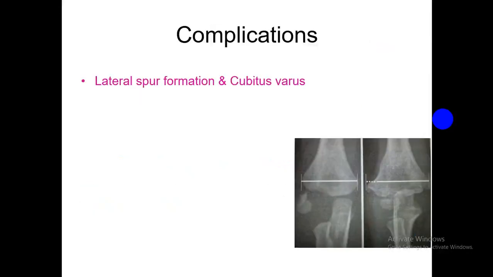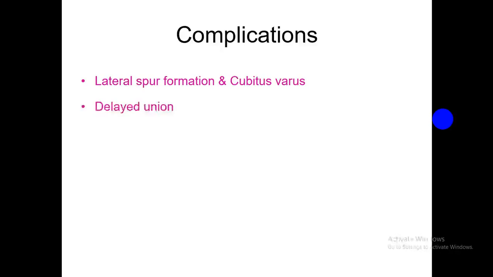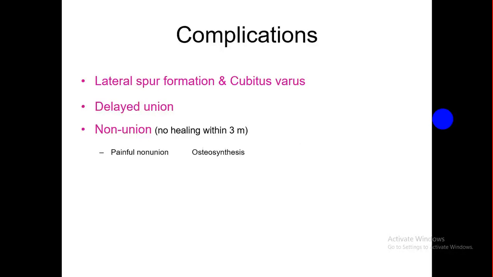The complications of lateral humeral condylar fractures are lateral spur formation, cubitus varus. You can see that the width of this humerus after fixation and some bone formation here is wider than the normal side. And this is what gives these patients some impression that this thing is prominent here. My elbow is broader. Delayed union, non-union with no healing at 3 months. Painful non-unions should be treated by osteosynthesis. And you will be surprised that you see non-unions in these fractures with a full range of motion.